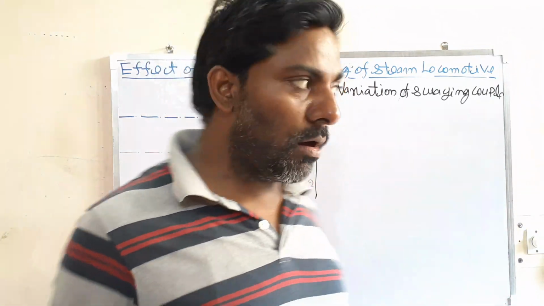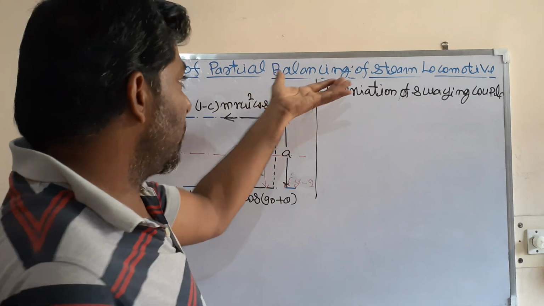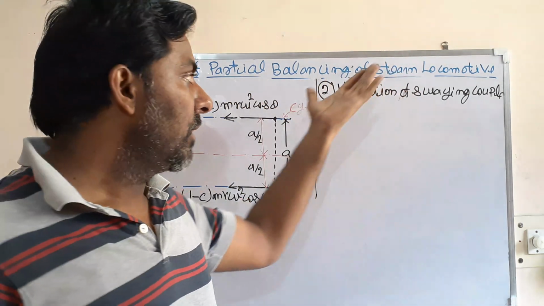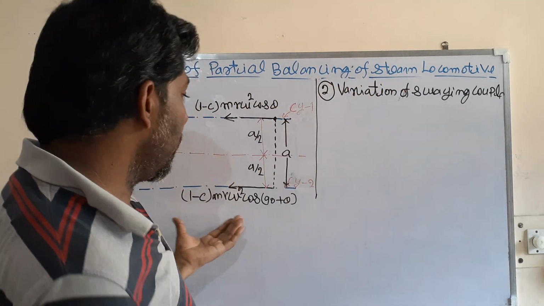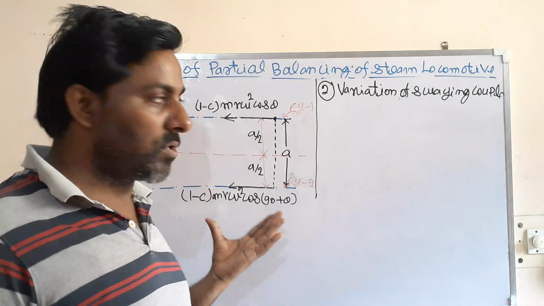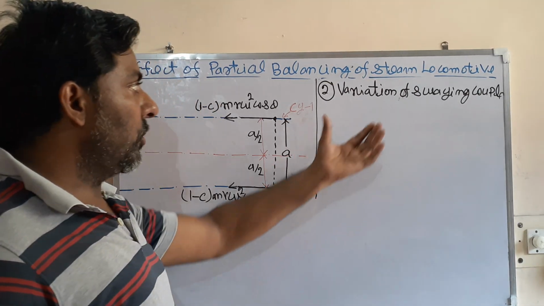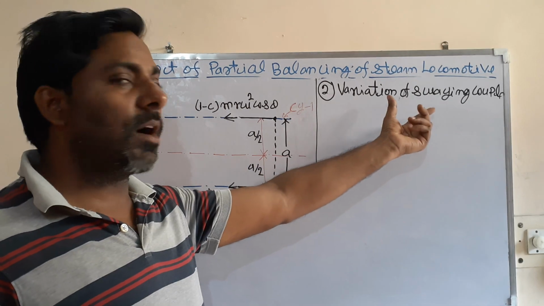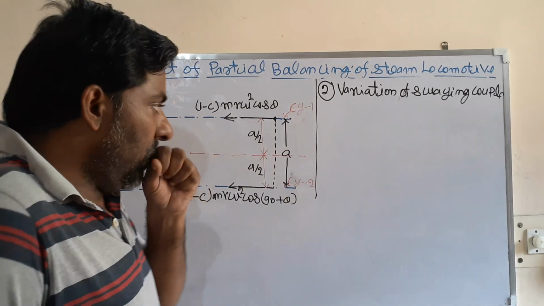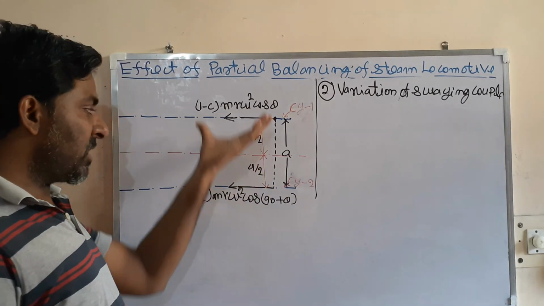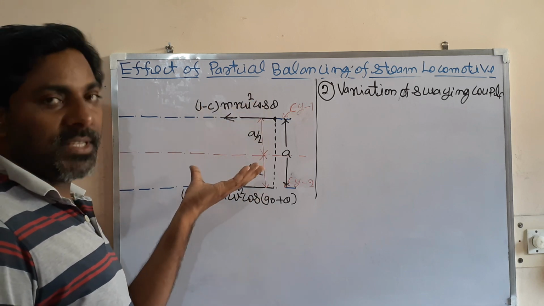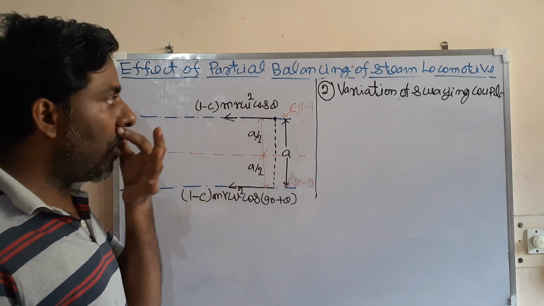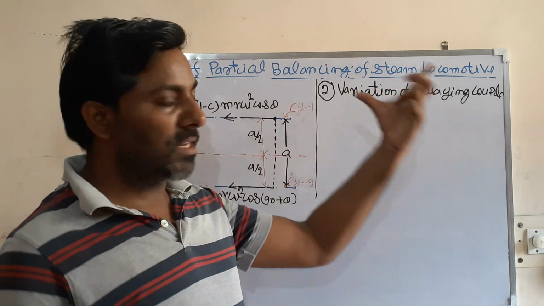We are teaching what is the effect of partial balancing on the steam locomotive. First, I have seen what is the variation of tractive force. Now today I am going to see what is the variation of swaying couple. Already I have explained this picture in the previous lecture. So let us see what is the variation of swaying couple.